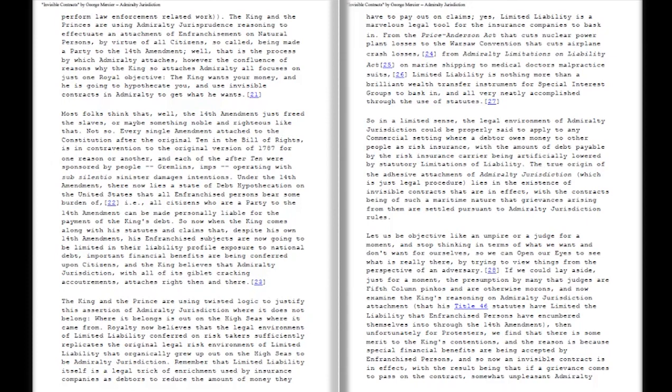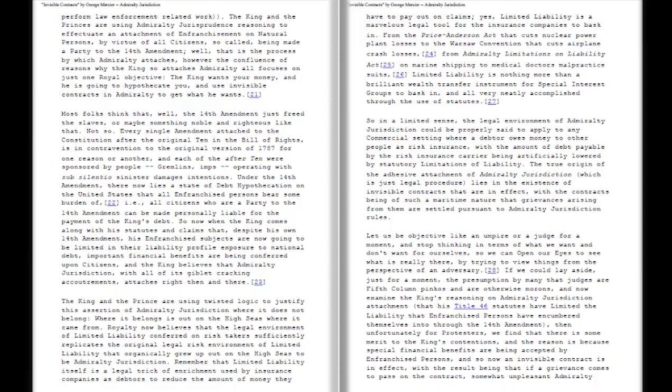However, the confluence of reasons why the King so attaches Admiralty all focuses on just one royal objective: the King wants your money, and he is going to hypothecate you, and use invisible contracts in Admiralty to get what he wants. 21. Most folks think that, well, the 14th Amendment just freed the slaves, or maybe something noble and righteous like that. Not so. Every single amendment attached to the Constitution after the original 10 in the Bill of Rights is in contravention to the original version of 1787 for one reason or another, and each of the after 10 were sponsored by people, gremlins, imps operating with sub silentio sinister damages intentions.